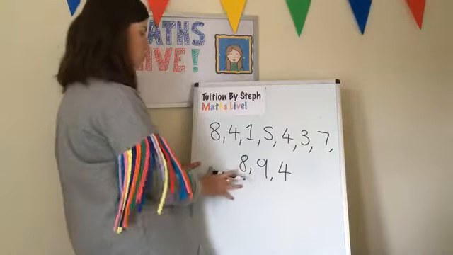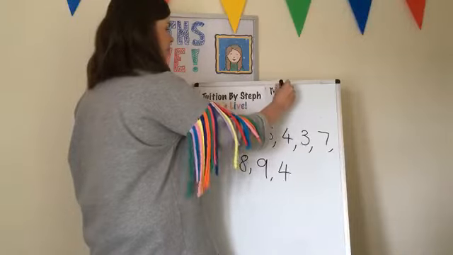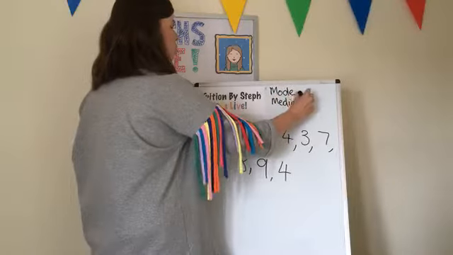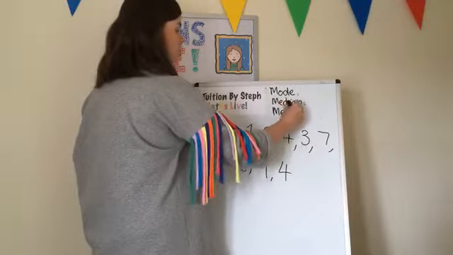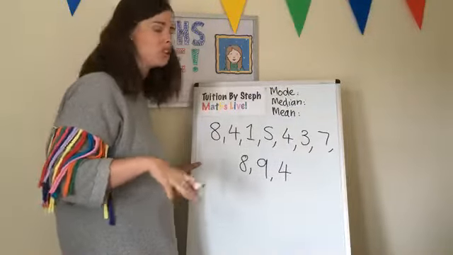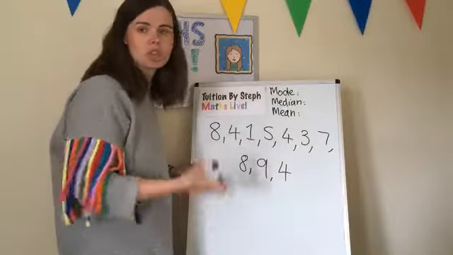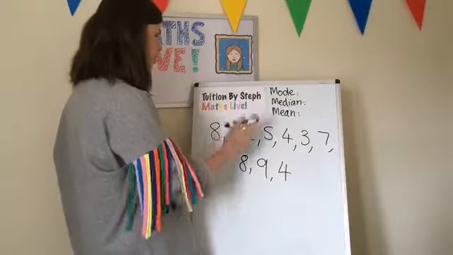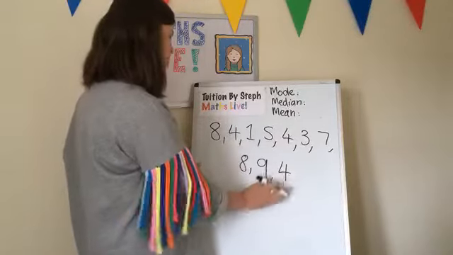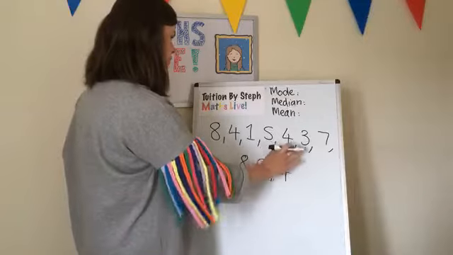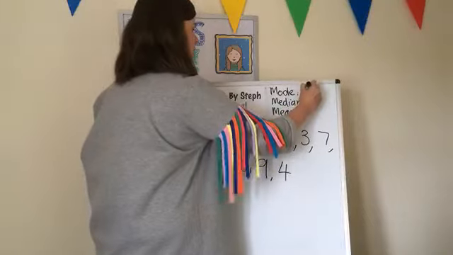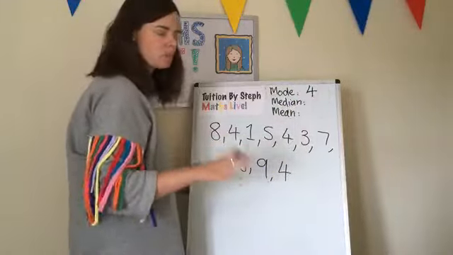So, mode, which one occurs the most? I'm going to do all 4. So if you want to go ahead and start, I'm modelling it. If you just want to watch me, that's absolutely fine. It's not a challenge question. If you're in year 5, year 6 and you want to go ahead and do it, that's fine. So the mode is the one that occurs the most. 8 occurs twice, 4 occurs 3 times, 1 is once, 5 is once, 3 is once, 7 is once, 9 is once. Right, so the mode is 4. The mode is the one that occurs the most.